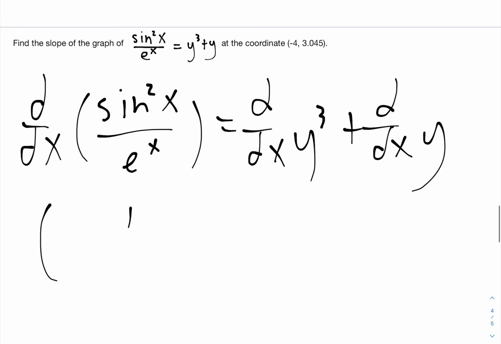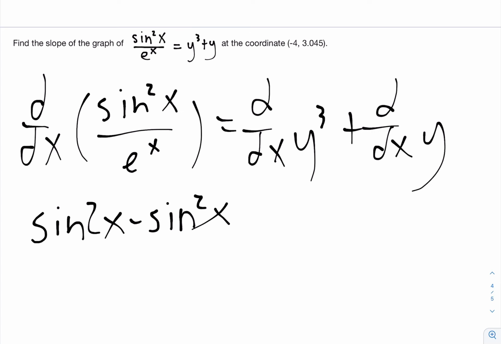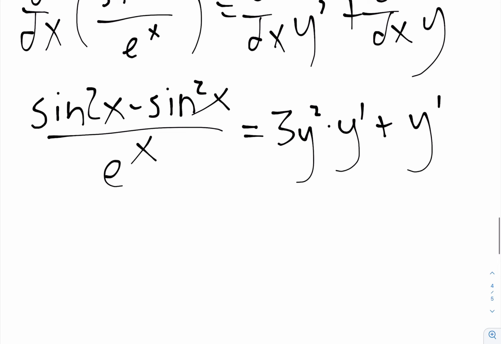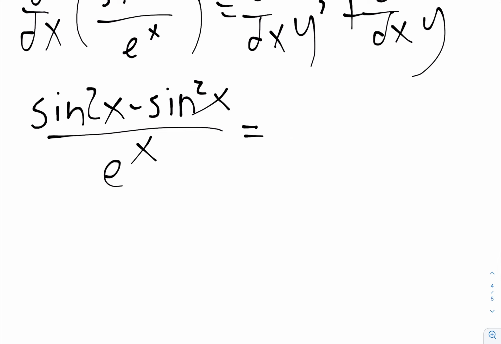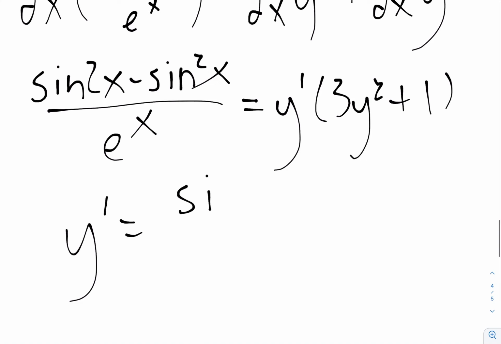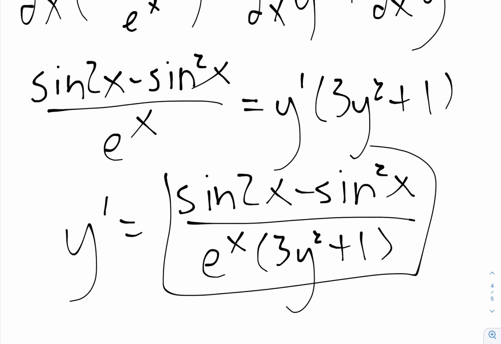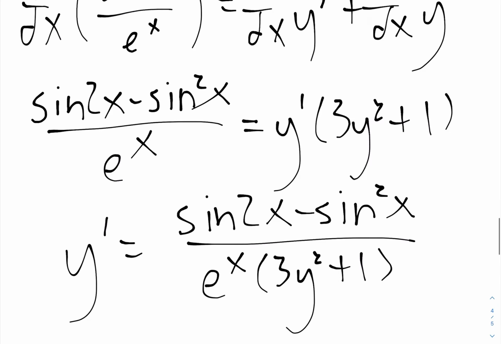So now that we have that figured out, we can write that for our left side. It's sine 2x minus sine squared x over e to the x. That's going to equal, we can use our power rule for y cubed, so it's going to be 3y squared. And remember, we have to tack on this y prime because we don't know what y actually is, plus the derivative with respect to x of y, which is just going to be y prime. So we can factor out a y prime on the right side: y prime times 3y squared plus 1. Divide that on both sides. So y prime is going to be sine 2x minus sine squared x over e to the x times 3y squared plus 1. Okay, so this is our expression for the derivative with respect to x of y.